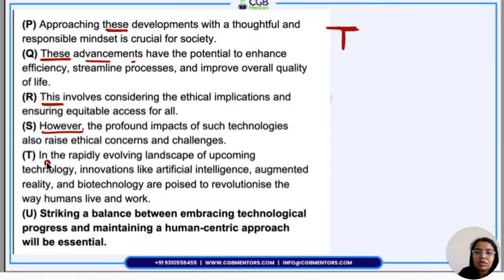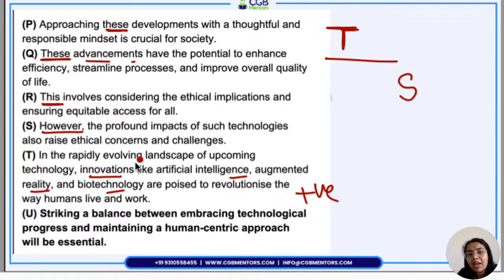It is independent. So in the rapidly evolving landscape, innovations like AI, augmented reality, biotech are poised to revolutionize. So we have named some advancement. It's a positive sentence as well. Whenever you see however, but, nevertheless, nonetheless, that means वहाँ से contrast है. So since T is positive, let me put everything positive before I use S somewhere. है ना? क्योंकि S से टोन चेंज हो जाएगी, फिर नेगेटिव नेगेटिव चलेगी या कॉन्ट्रास्टिंग में चलेगी.